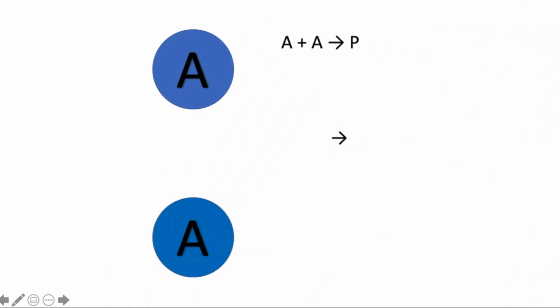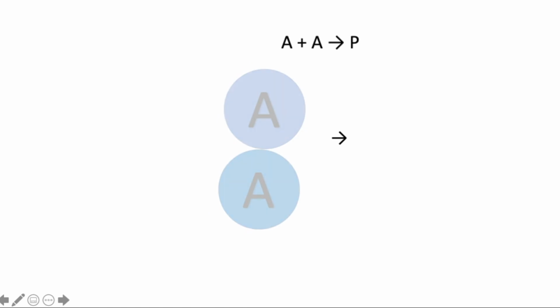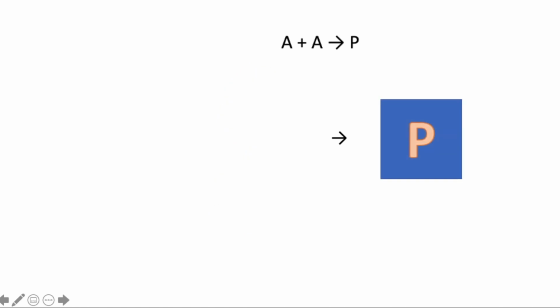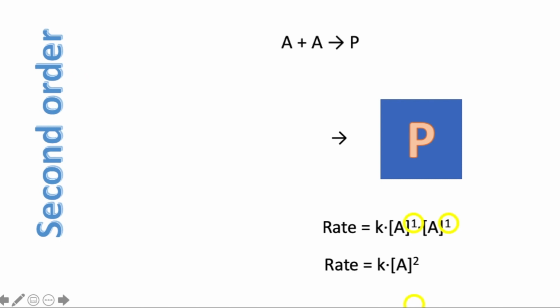The case where one A collides with another A to produce product is also bimolecular. Here, the rate of production of the products depends on the concentration of A times the concentration of A, which is simply A squared. That means that such a reaction is also second order, because the sum of the powers of the concentrations is 2.